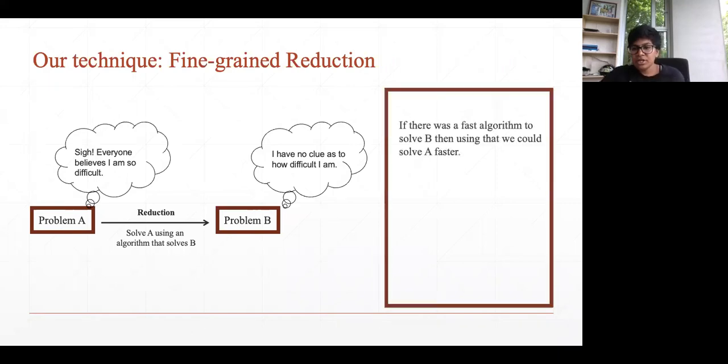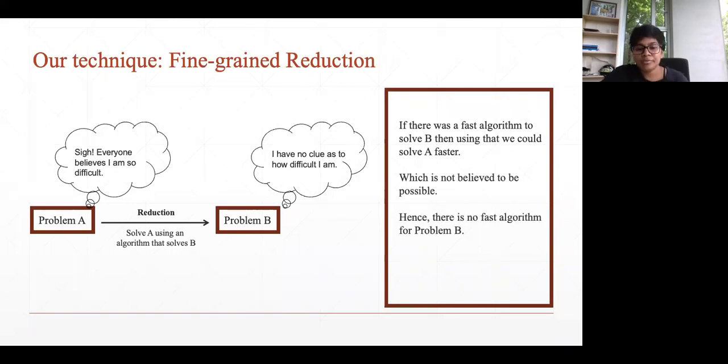And how is that going to help us? See, if there was a fast algorithm to solve problem B, then using that, we are able to give a fast algorithm for problem A, which we do not believe is possible. That means there shouldn't be a fast algorithm for problem B. So what we have done here is we have given a lower bound for problem B based on a lower bound that we believe exists for problem A.